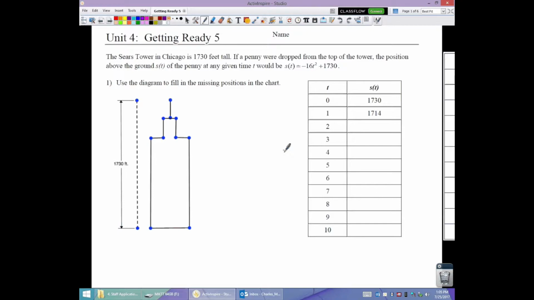So we're looking at dropping a penny from the Sears Tower, which is 1,730 feet tall, and our position of the penny, its height from the ground, is given to us with this formula, where S of t is height off the ground, and t stands for seconds since we dropped it.